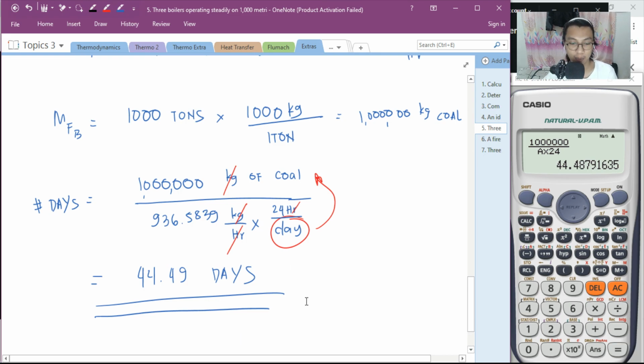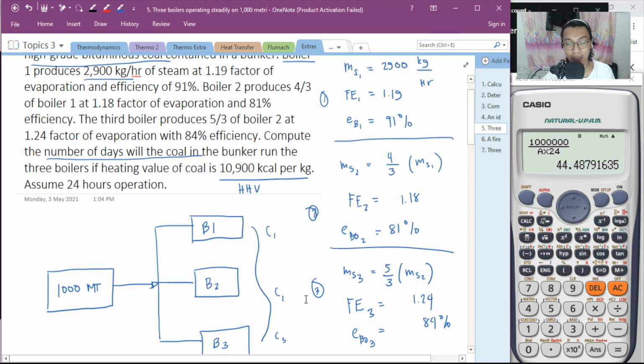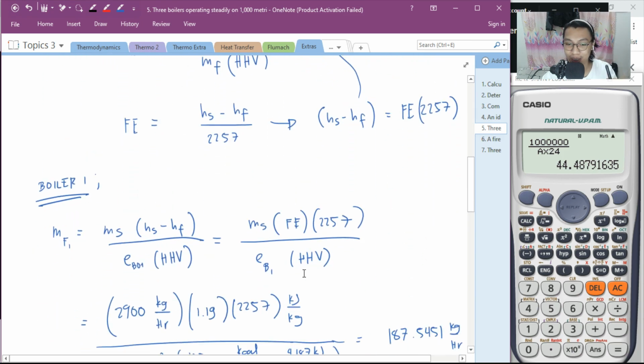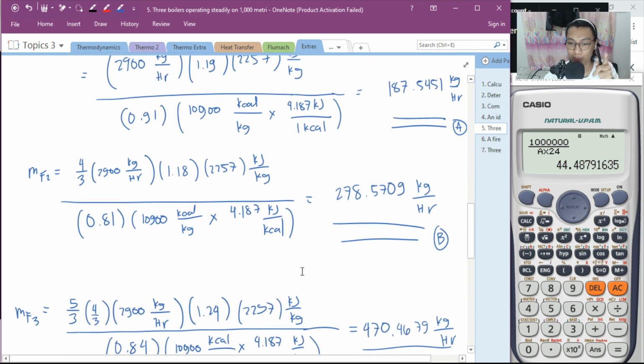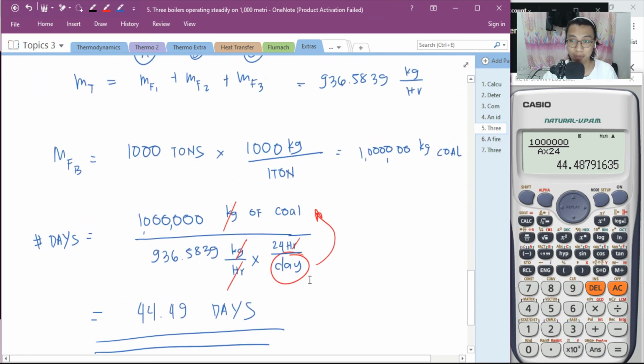Okay? That is for problem number 5. Ganun lang po yung tamang pag-solve sa kanya. Yung mga samples nito sa book, dalawa lang. Dalawang boiler lang. Ito, 3. Sometimes, ang binibigay ni Sir John, 5. Pero, pag sinundan nyo itong solving ko, sure ako sa inyo, kaya nyong isagutan yan. Okay? That is for problem number 5.